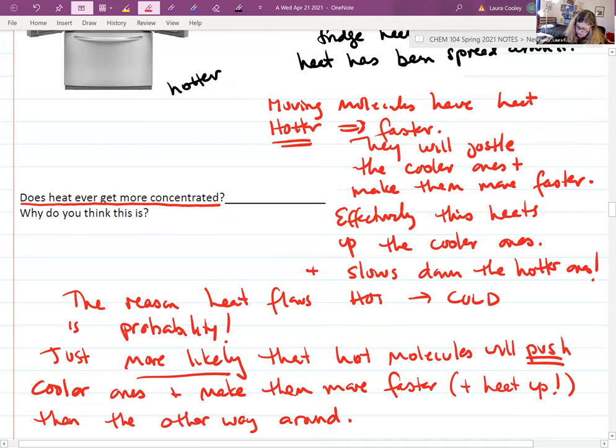So I think if you understand that temperature, which is how we say something is hot or something is cold, has to do with the motion energy of molecules, then this makes perfect sense. The faster moving molecules at the higher temperature will jostle the slower, cooler ones and make the temperature all be the same at the end. It will spread the heat around.